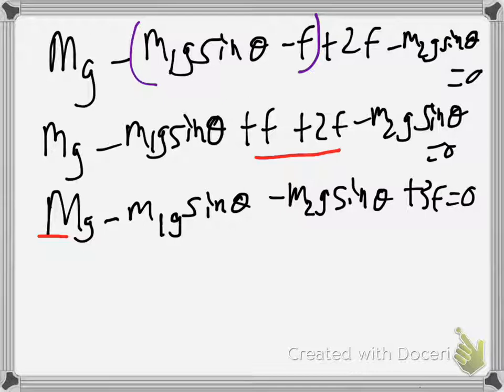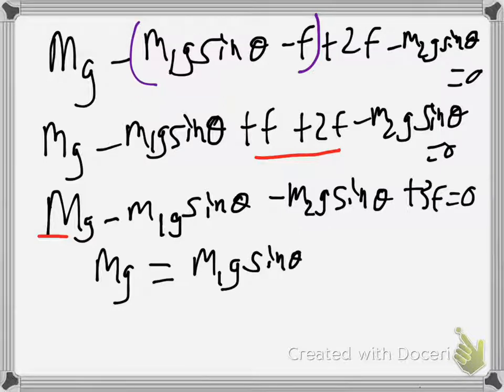So we basically want everything else to the right-hand side. Okay. So, oops. M1 G sine theta plus M2 G sine theta minus 3F. So now I get to divide by G.